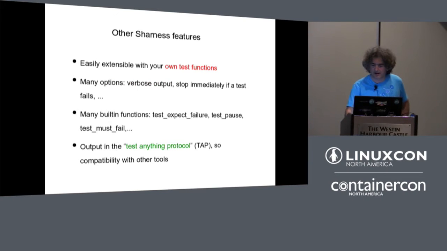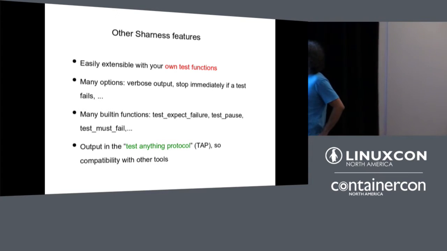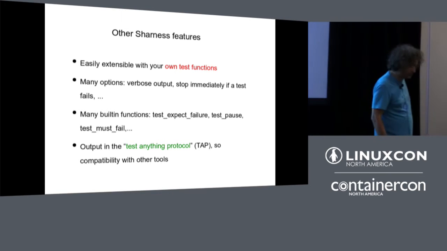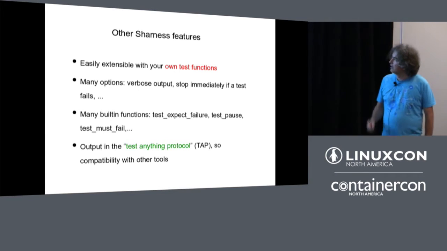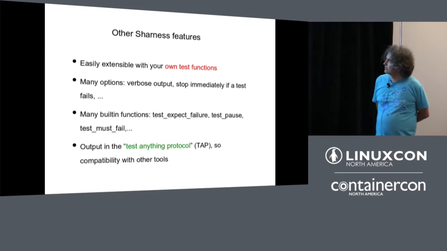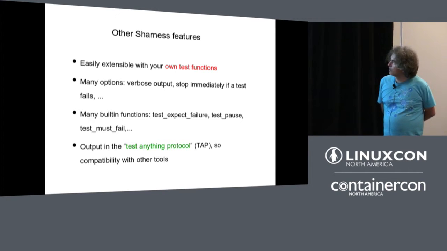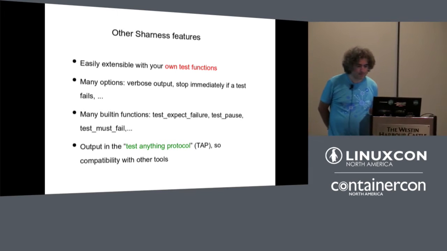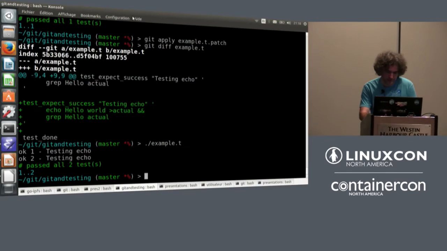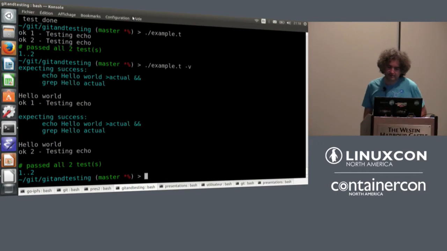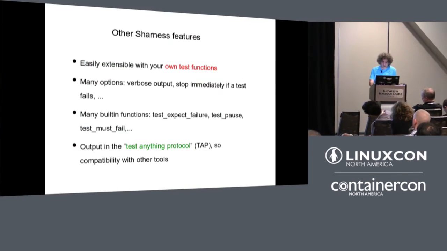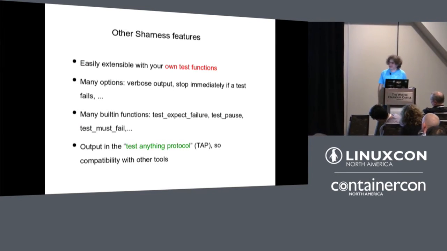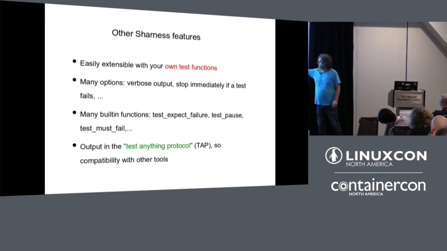Because, as I said, you can use test expect failure when you expect a test to fail because of some bugs or some features that have not already been implemented. So these are some of the features of Sharness. It's really easily extensible, and you can use verbose output. For example, here, I just need to pass it minus V, and I get a more detailed output. You can also have it fail immediately if one test fails.